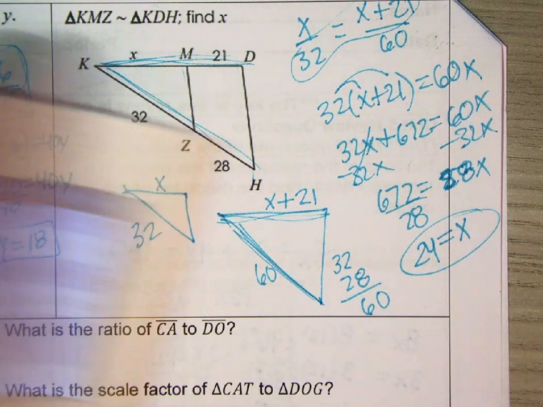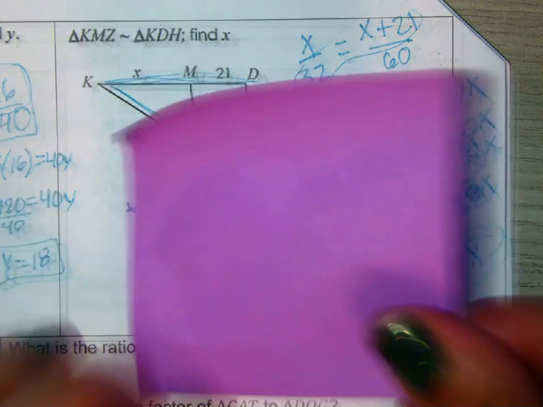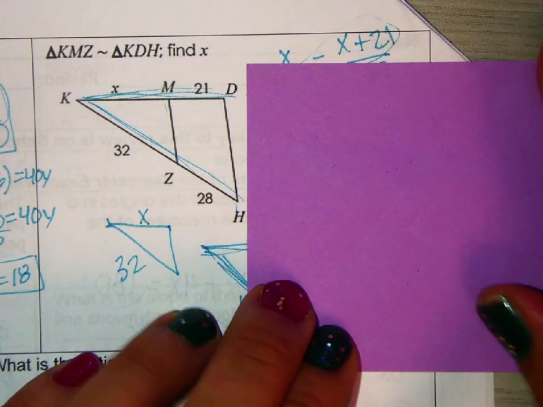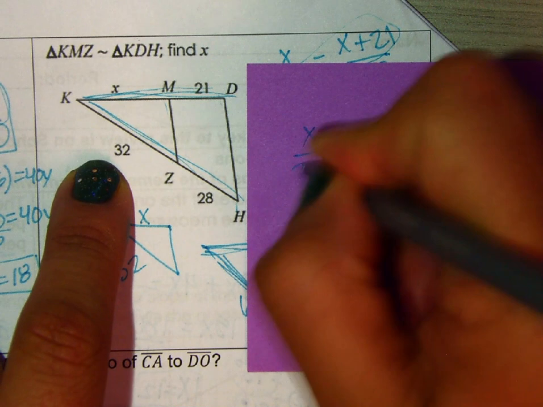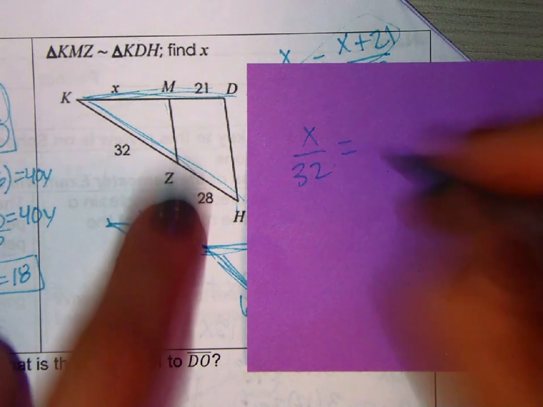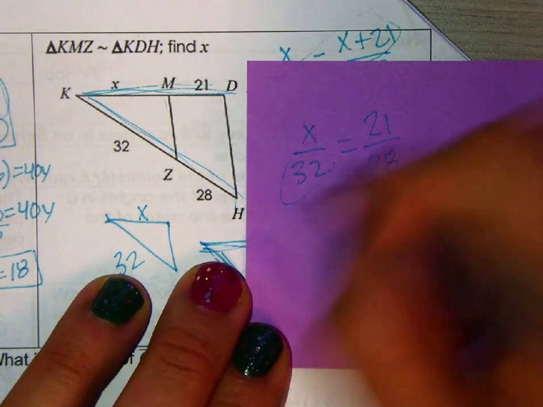Now while I was doing this, I recall a couple of students mentioning, could we do it this way? Could we do it that way? Is there a different way? Because they see it differently than I do sometimes. And yes, I just want to show you that this could have also been solved part to part. You could have done just a simple x to 32 equals 21 to 28. And then you cross multiply.